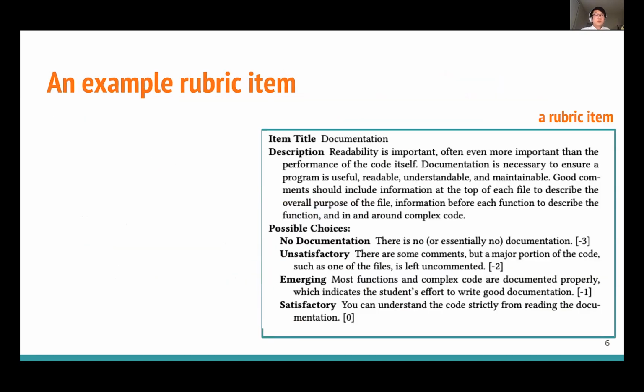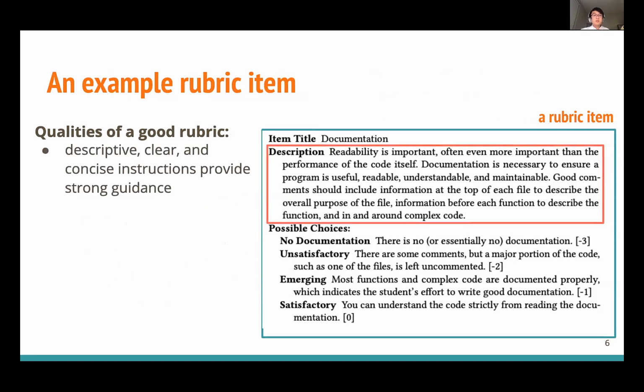Here is a sample rubric. As I mentioned in the previous slide, a well-crafted rubric can really help students in their reviews, but what makes a rubric good? Based on our experience, we discovered three important traits of a good rubric. First, a good rubric needs to have descriptive, clear, and concise instructions to provide students with strong guidance. In this rubric item, we tell students what to look for and how they should assess the code segment.